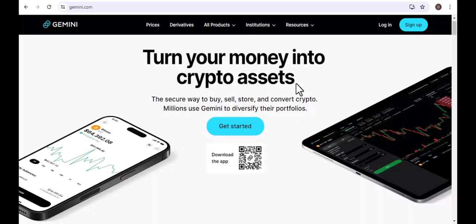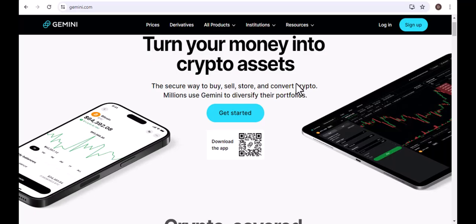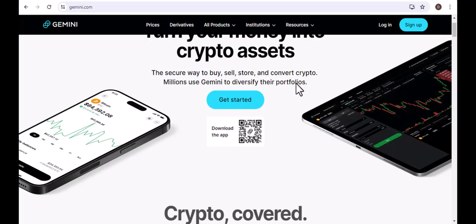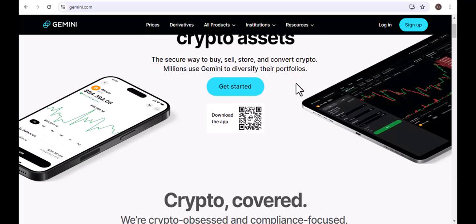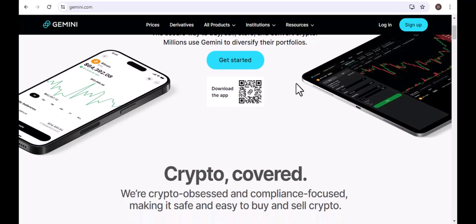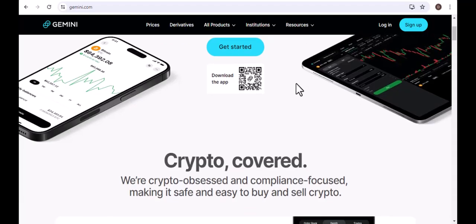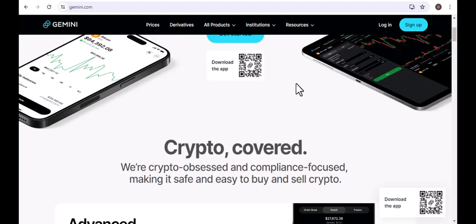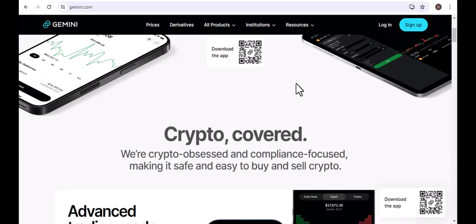The true power of understanding maker-taker on Gemini comes into play with their Active Trader platform. Active Trader is designed for more experienced traders and provides advanced charting tools, multiple order types, and a more sophisticated trading experience. Crucially, it operates on a sliding scale of maker and taker fees based on your 30-day trading volume. Here's a general breakdown of how it works.